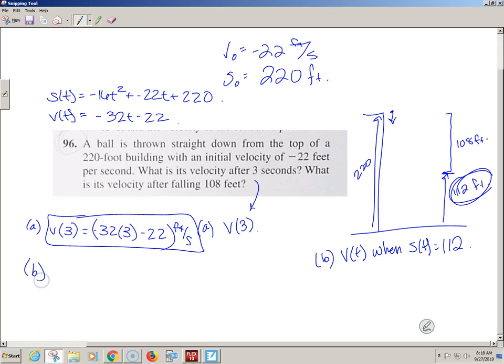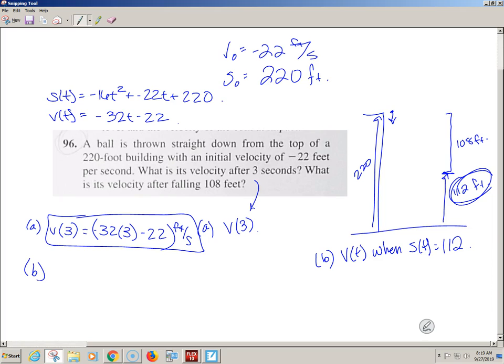Letter B is harder. Letter B is harder because letter B says after falling 108 feet. So have they given me the time that this is true, or is this a separate question? Separate question, because it's a separate question mark. 3 seconds was one part, but then there's a separate question about 108 feet. So I can do this whole fall on 108. It's 112 off the ground using the 220 as my model.